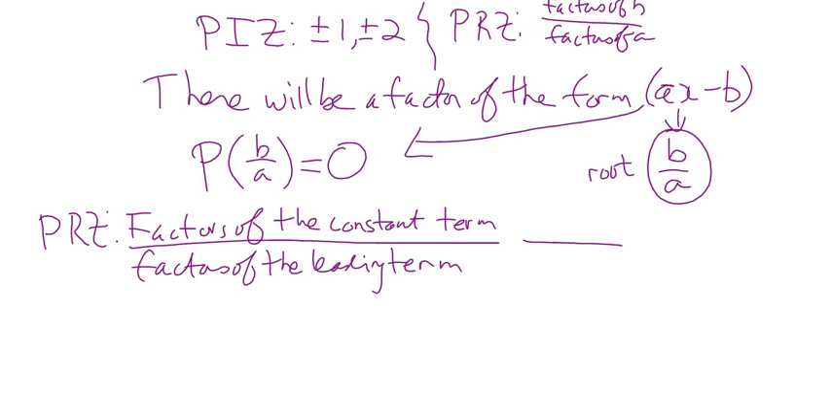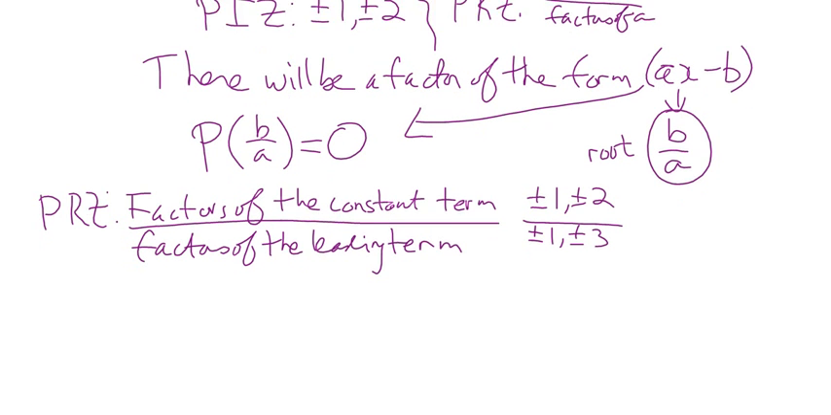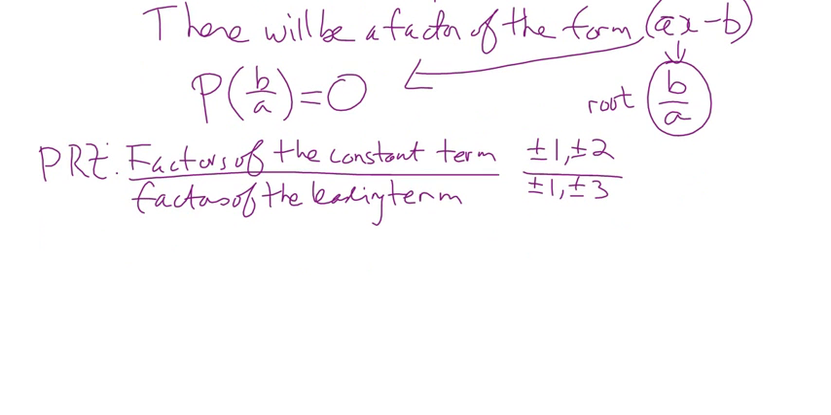Okay, what are the factors of the constant term? Plus or minus 1, plus or minus 2. What are factors of the leading term? Plus or minus 1, plus or minus 3. Now we've got to put those all together, right? So let's do this systematically to make life easier on ourselves. We'll start with 1 and 1, right? So it's plus or minus 1. So if I want to actually list them all, there's a lot, though. So the possible rational zeros.